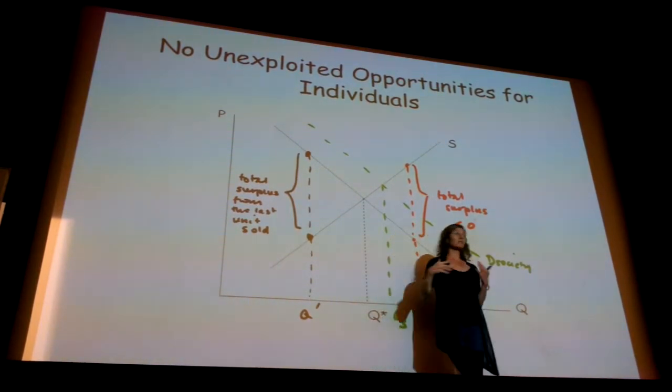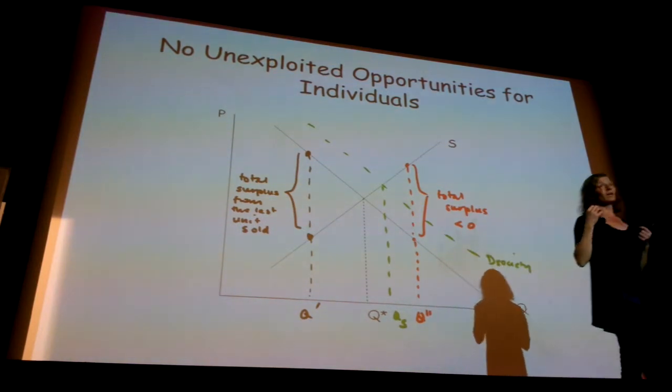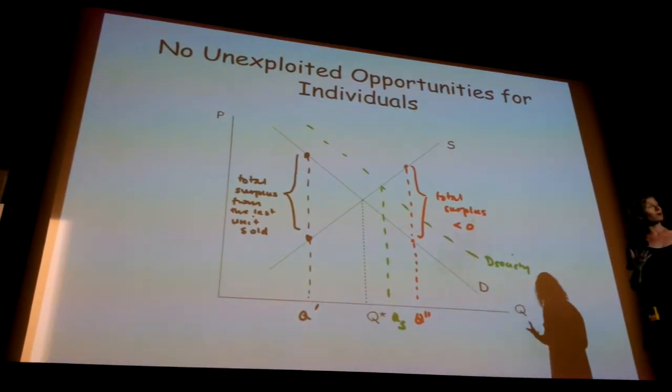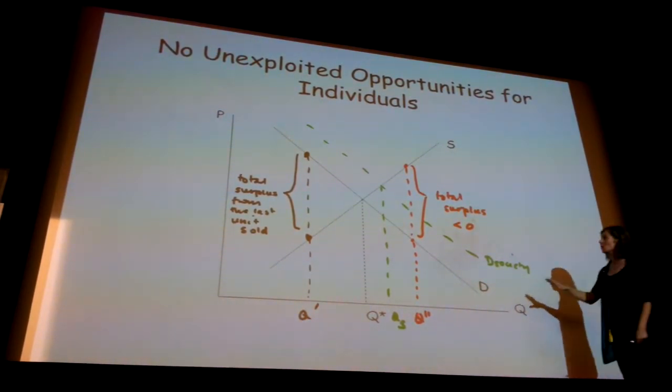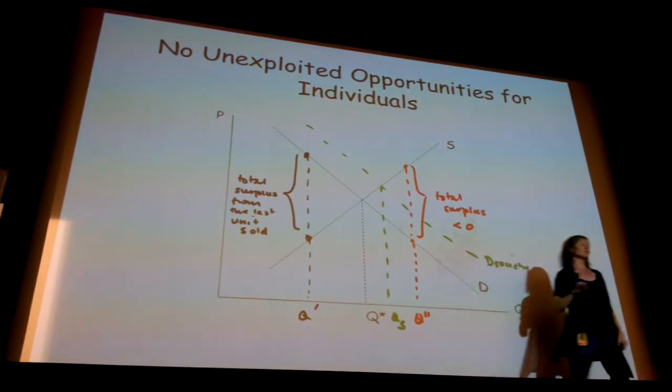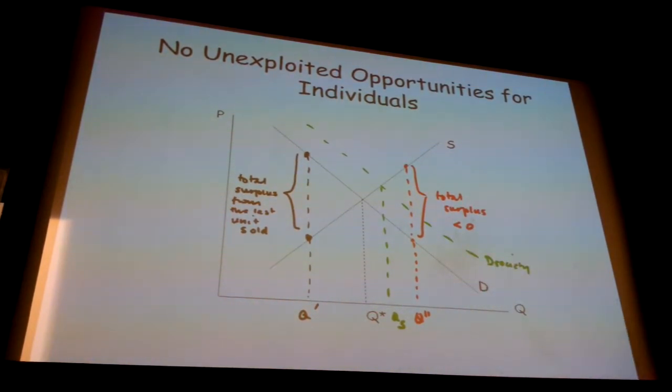Okay, so in these cases where the demand curve is not equal to the true marginal benefit of consumption, the market is not going to deliver an efficient outcome. It's not going to deliver the socially efficient outcome.